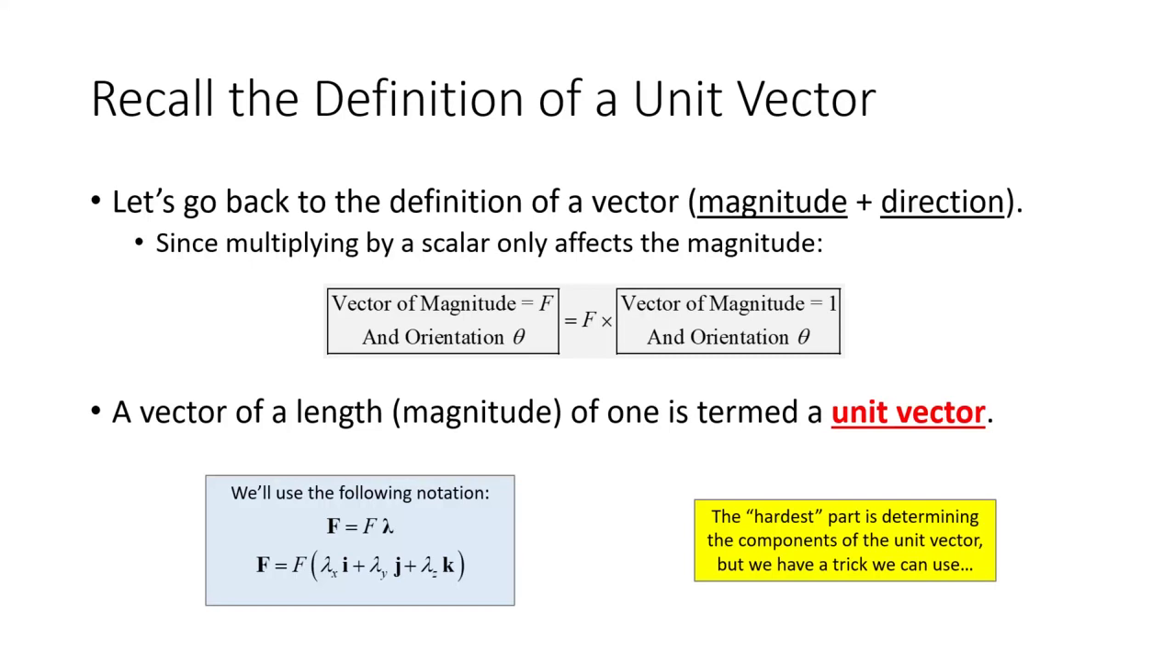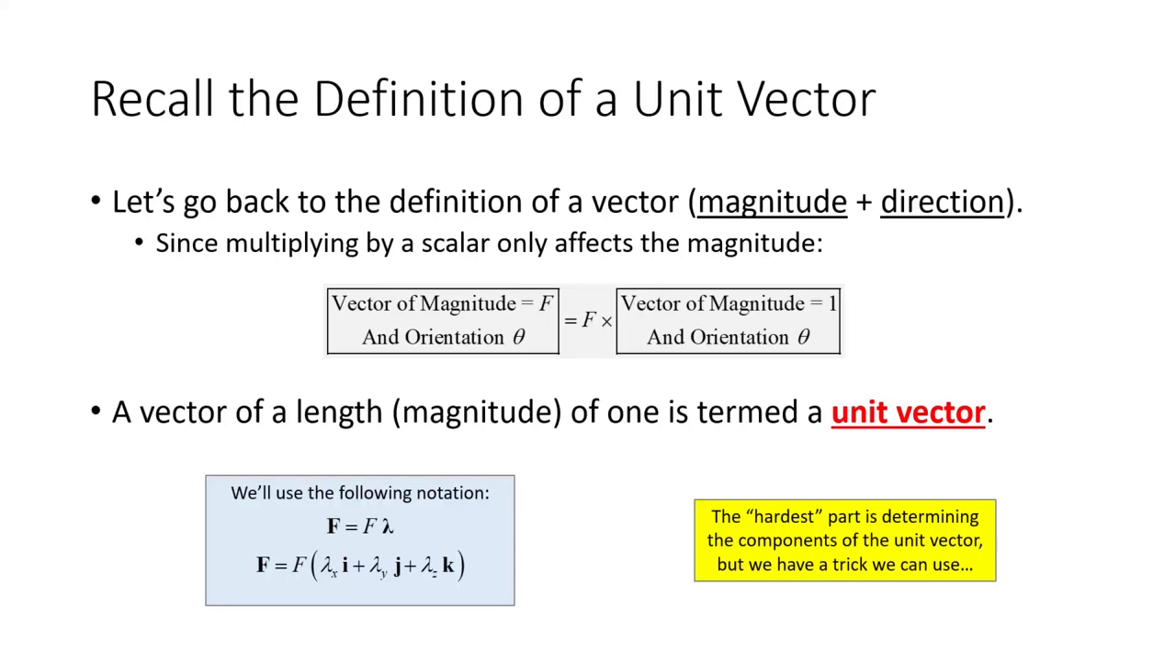So remember, what is a vector? A vector is a mathematical object that defines a magnitude and a direction. I can factor out that magnitude, and I'm left with a vector which has a magnitude of 1 and some given orientation. Any vector that has a length of 1 is termed a unit vector. i, j, k are each separately unit vectors.